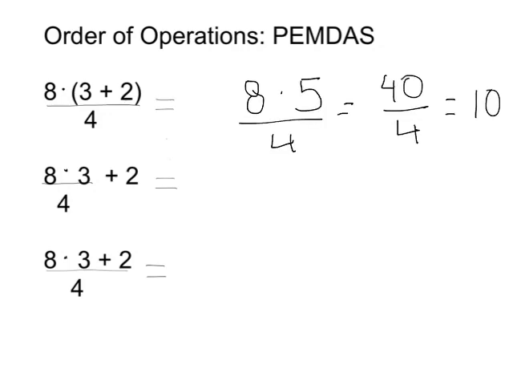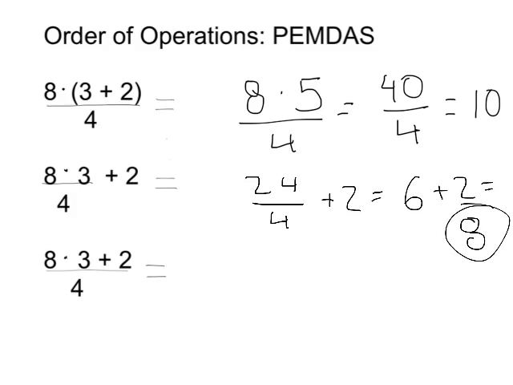Okay, this next one, I've lost the parentheses, and I still have the multiplication and division, and I still have the addition, but without the parentheses, I'm going to do my multiplication and division first before I do my addition. So I'm going to do 8 times 3, which is 24, over 4, plus 2. That equals 6 plus 2, and that equals my final answer, which is 8.